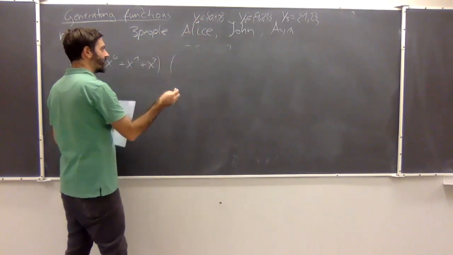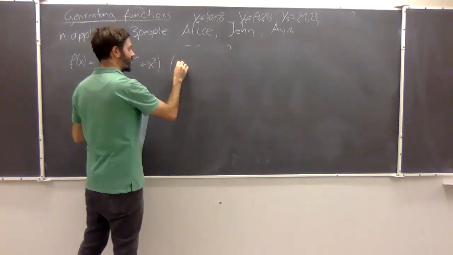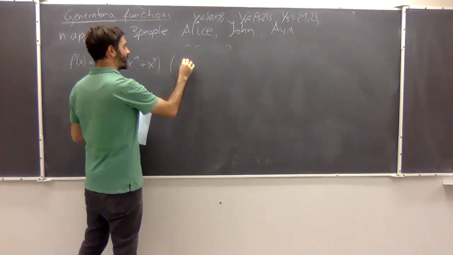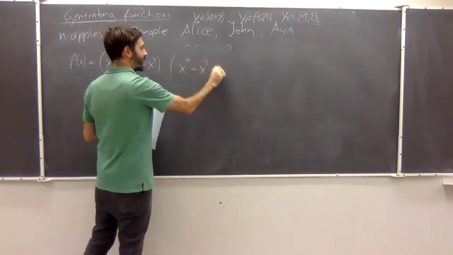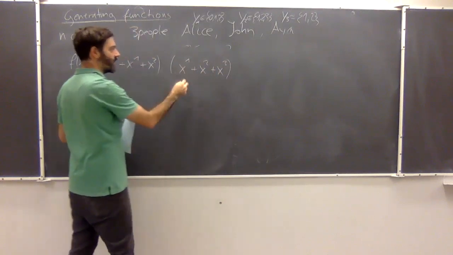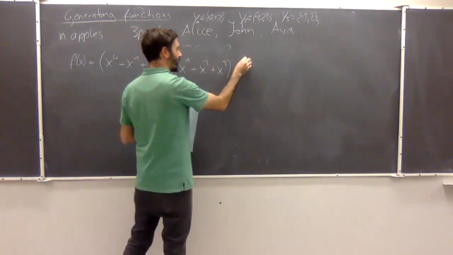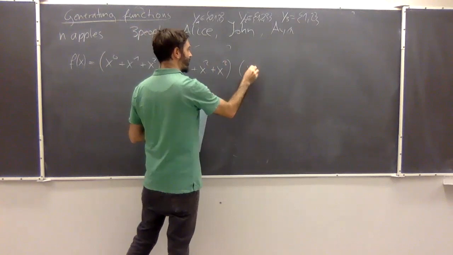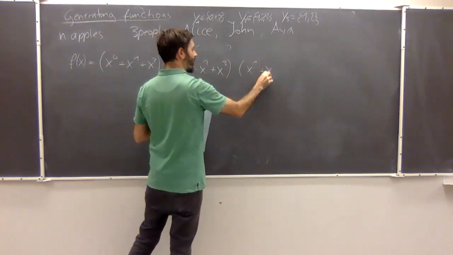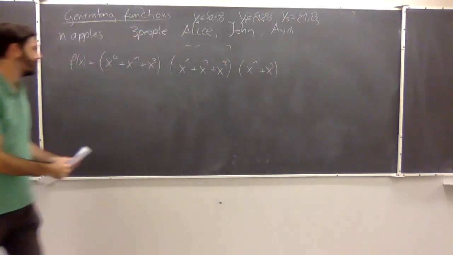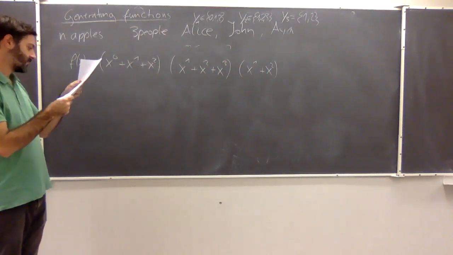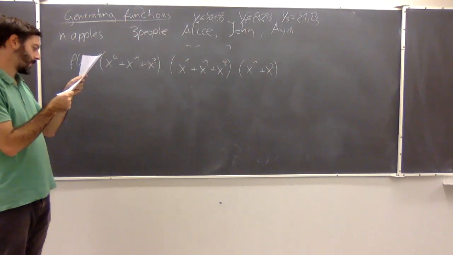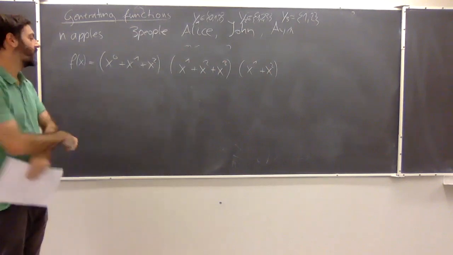And I'm doing the same thing for the other ones. So I'm getting x to the 1, x to the 2, plus x to the 3 for John, because he either wants 1, 2, or 3 apples. And finally for Aya, I'm getting x to the 1 or x to the 2. And I can solve that.